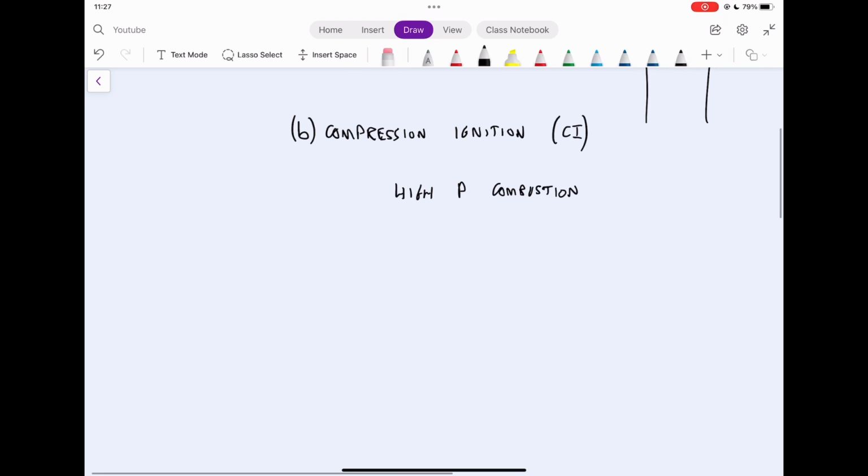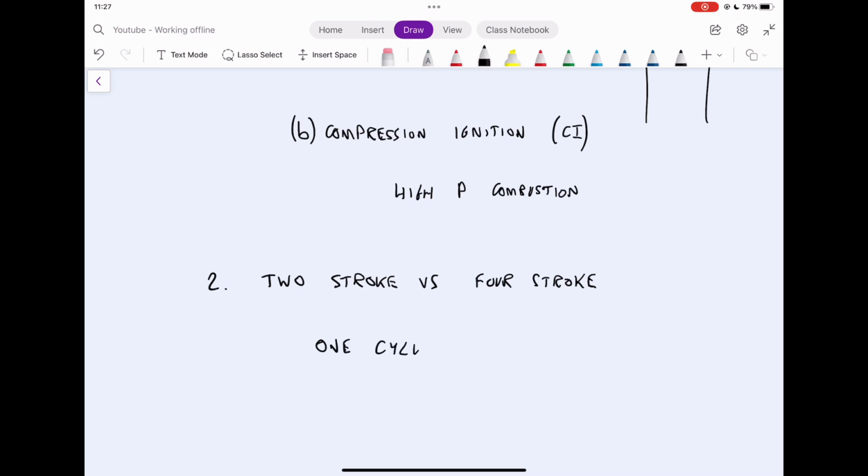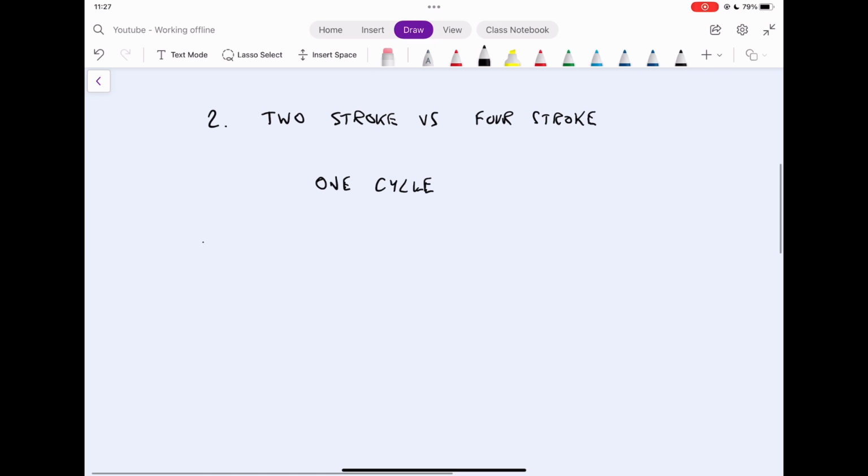The next type of classification that we can use is two-stroke versus four-stroke. This is when an engine uses either two strokes to complete a cycle or four strokes to complete a cycle. A stroke is when the piston moves from bottom dead center to top dead center or vice versa. But we'll go into more detail on this in a future video on four-stroke as well as two-stroke.